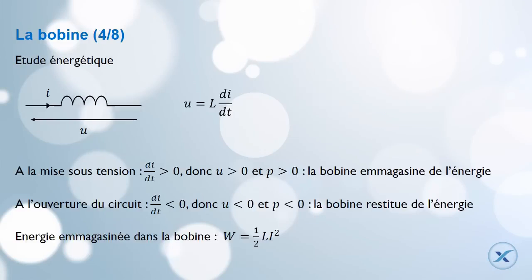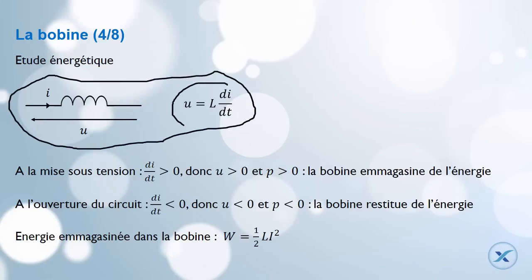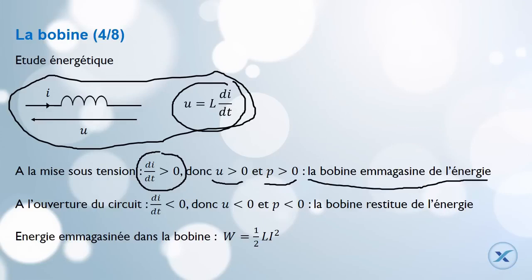We're going to do a small energy study of the coil, taking the ideal case, which we see here. So with Ohm's law, U equals L di/dt, if we have a coil and we apply voltage to this coil, a current will be established. So the current will go from 0 to a certain positive value, and therefore the derivative of the current will be greater than 0. The voltage will be greater than 0 and the power will be greater than 0. So the coil will store energy in this case.